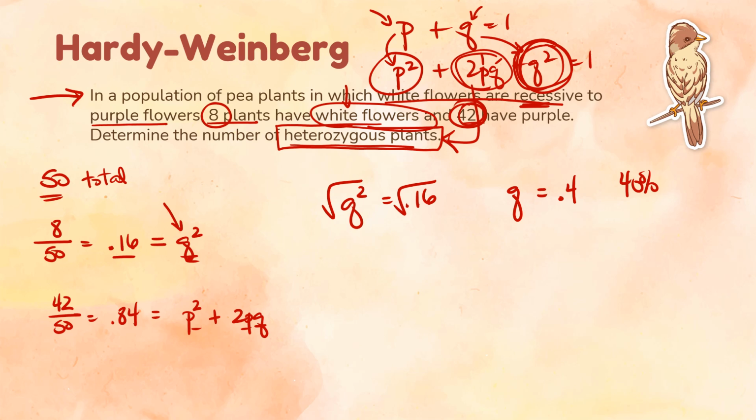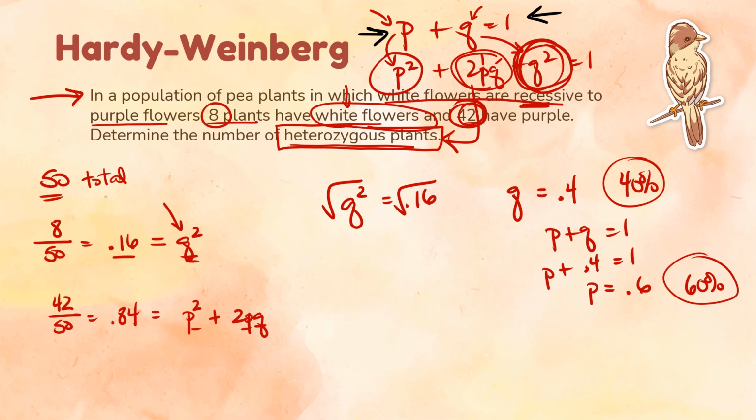And because P plus Q equals 1, and Q equals 0.4, P plus 0.4 equals 1, I can subtract 0.4 from both sides. P is going to equal 0.6. That means that 60% of the alleles in the gene pool are dominant. That makes sense if I only have recessive and dominant alleles. That has to add up to 100%. 40% are recessive alleles, 60% are dominant alleles.